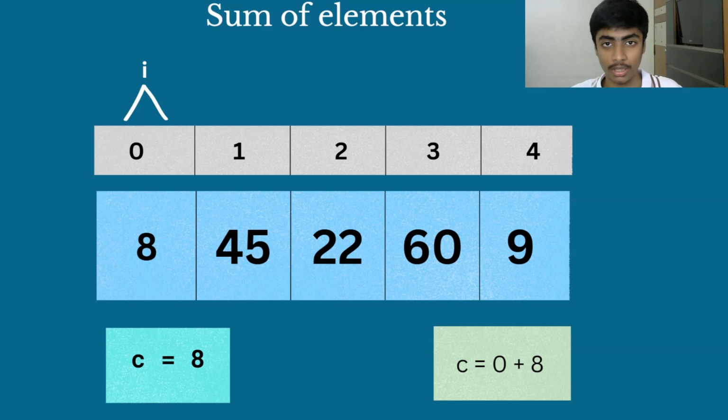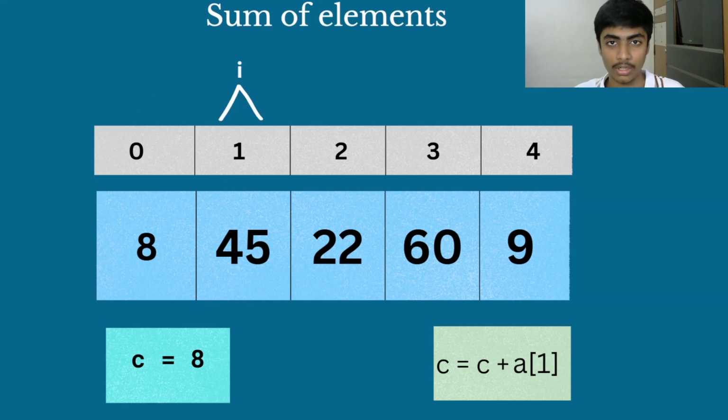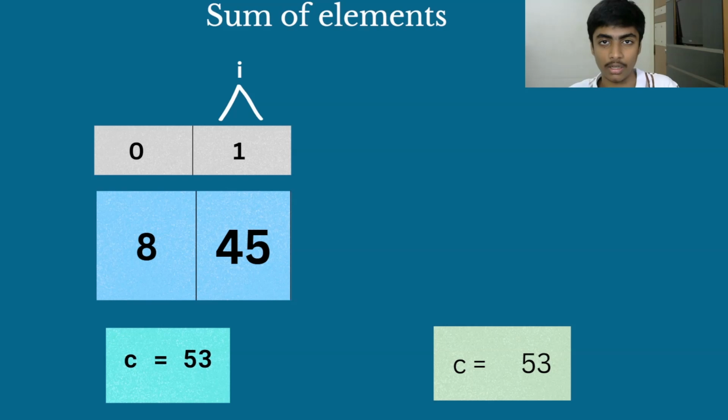Next, our I is going to increment. Our I is going to become 1. So our update is going to be C is equal to C plus A of 1. If we substitute the values, it's basically saying C is equal to 8 plus 45. And we're going to change C to 53.